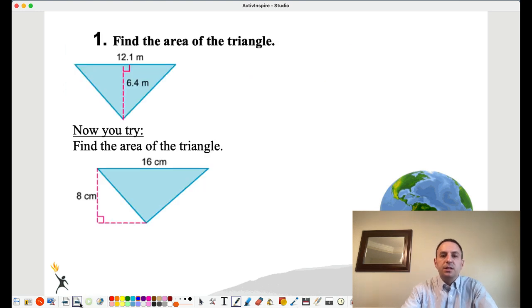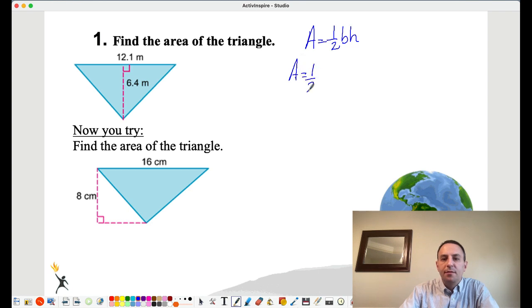All right, let's transition to triangles for a minute. So the area of a triangle is area equals 1/2 of the base times the height. That's the formula I work with. Again, here's our height measured in from the 90 degrees. Even though it's going down, it's still the vertical measure. So area equals 1/2 times 12.1 times 6.4.